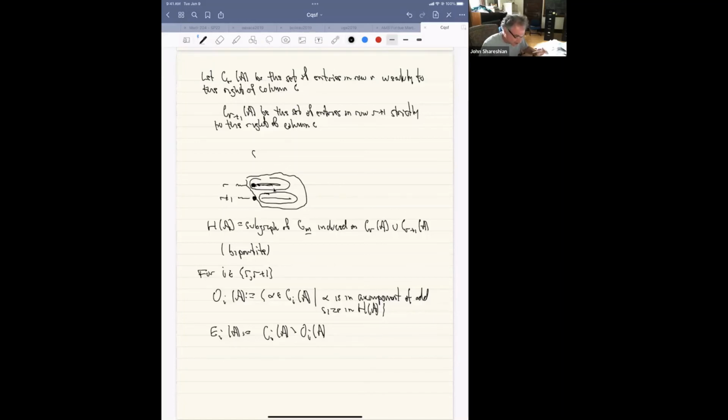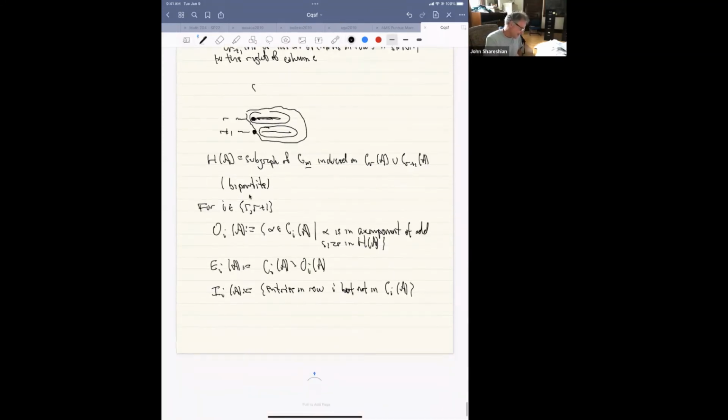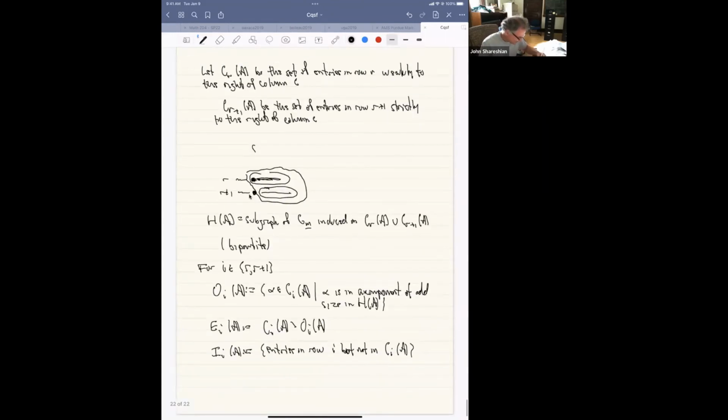And this is just some way of splitting things. And then I need another thing, which I'll call big I sub little i of A. This is the entries in row i, but not in C_i of A. So the I is everything that lives over here. Okay. And now what? Right.